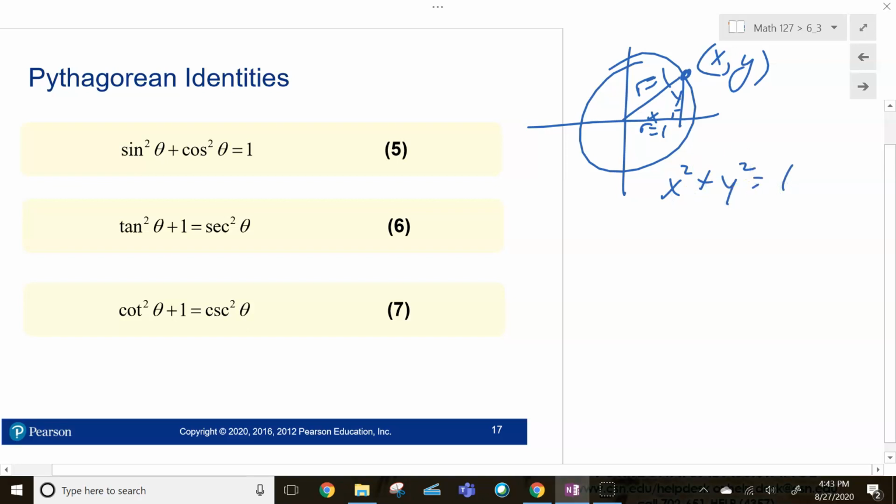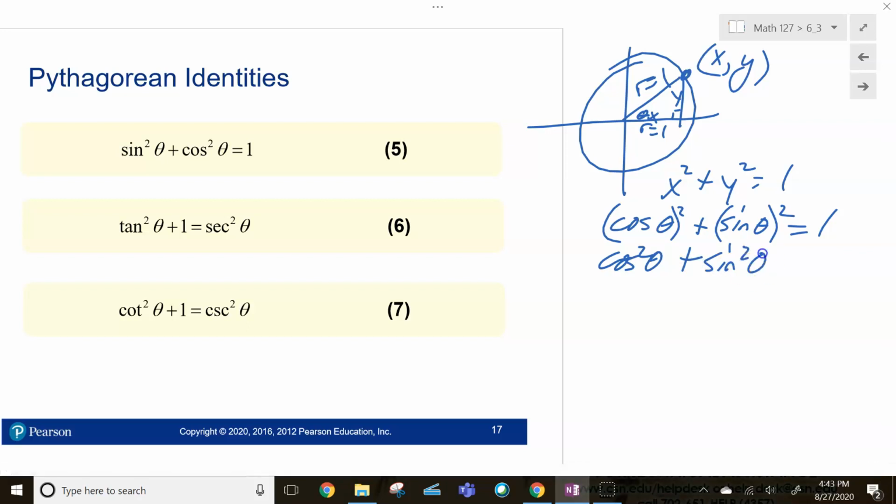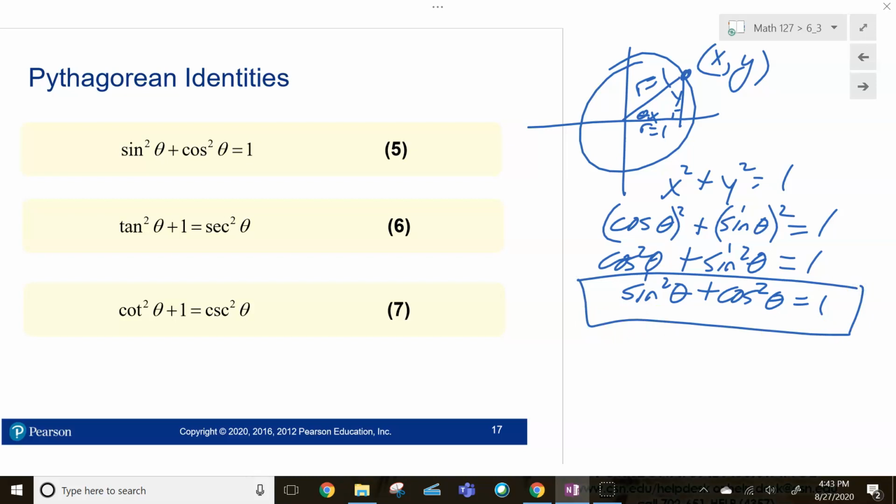1. And with our unit circle, we know the x value is our cosine. That's the cosine of theta for that theta rotation. Our y is our sine. So cosine squared theta plus sine squared theta is 1. And you usually write sine squared first. That's just kind of tradition.